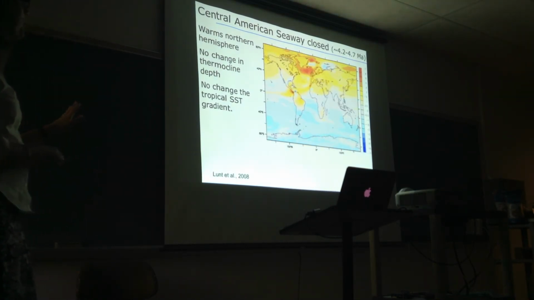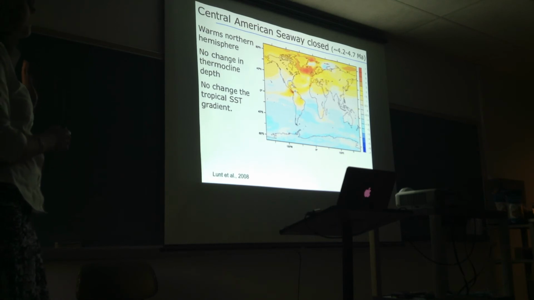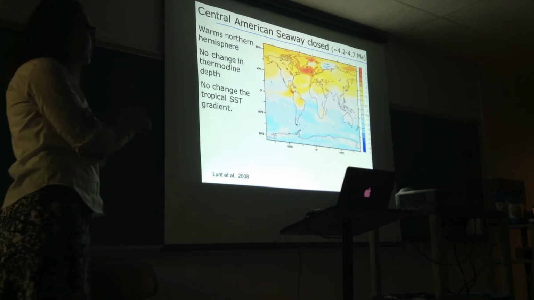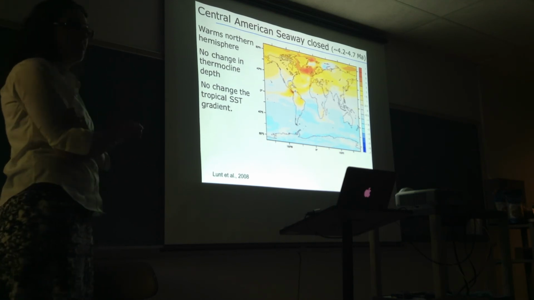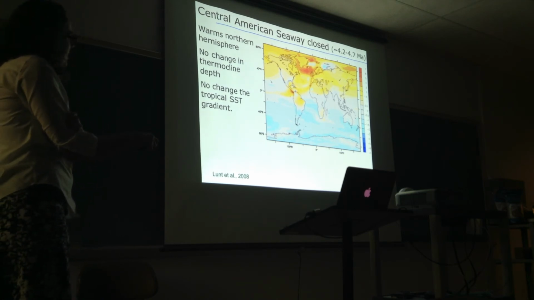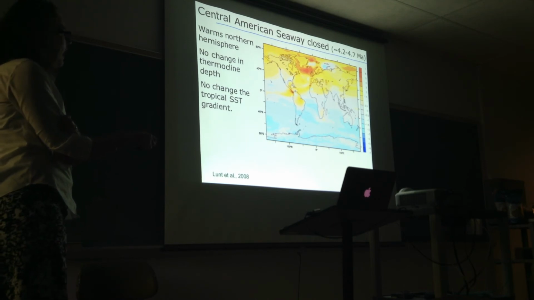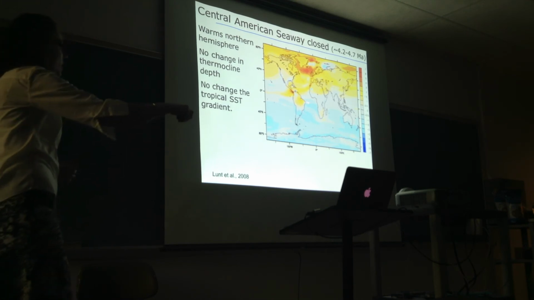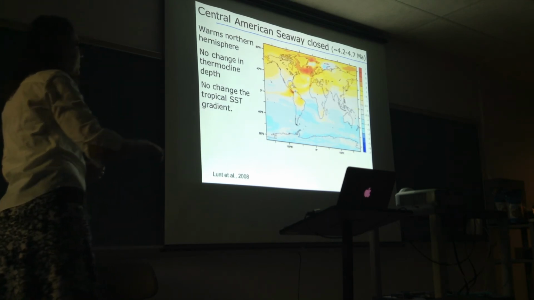So the first proposed mechanism is the effect of closing the Central American Seaway. This is a model result of how climate looks different if you go from an open seaway to a closed seaway. What you show is that you actually get quite a bit of warming at high latitudes, especially in the North Atlantic, and that's because you strengthen the Gulf Stream. When you close that seaway, you strengthen the Gulf Stream, more efficient transport of heat to high latitudes.